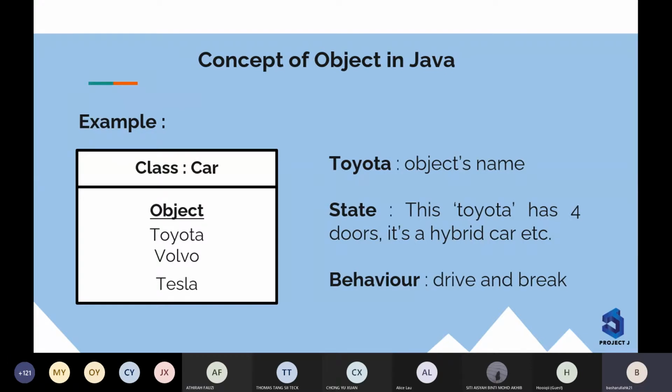Guys, if you didn't get the previous example, here is another example for you. Here we have created a class called Car. From this class, we have created three different objects: Toyota, Volvo, and Tesla. Toyota is the object's name, and for its state, this Toyota has 4 doors, it's a hybrid car, etc. For behavior, we can drive the Toyota and apply the brake while driving it. I hope you can understand what OOP is from these examples.